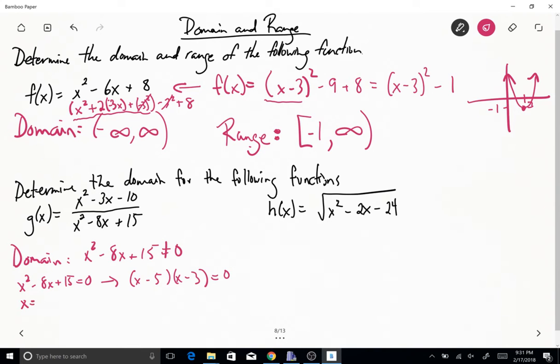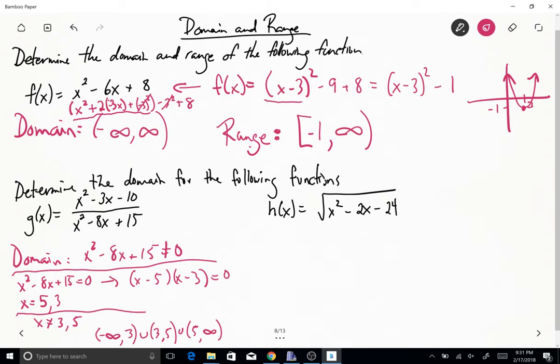So notice, back to our domain problem, we have x equals 5 and 3 would be the problem. This is kind of the side note, right? So we get x cannot equal 3 nor 5. What you see sometimes is people want this in interval notation. The way to fix that, you go from negative infinity to the smaller of the two numbers, so you go 3, and then you have a union. You don't want to include them, so you have parentheses. You go 3 to 5, and then you have another union. And then you go from 5 to infinity. If you struggle with that, let me know.